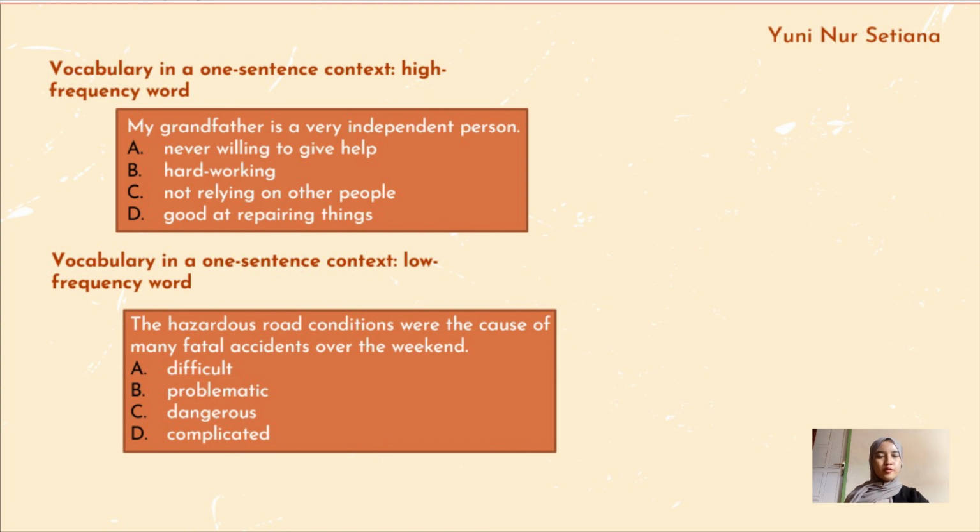The first is vocabulary in a one-sentence context of a high-frequency word. In this example, the test taker must be able to show understanding of the underlying adjective in the sentence. The options are all attributes of a person, and therefore knowledge of the meaning of the word itself is needed to choose the correct response.